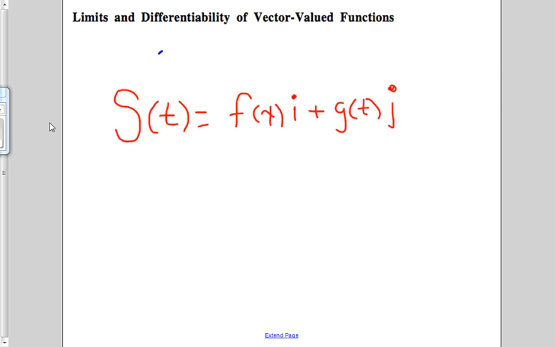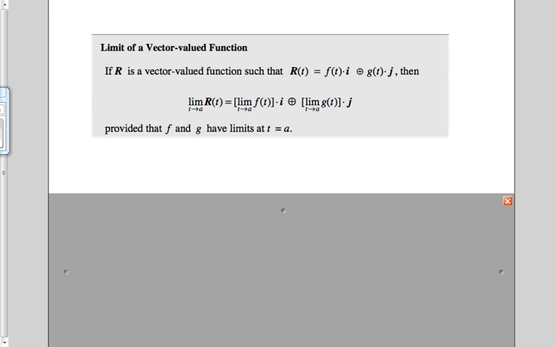All right, so the first thing to define: if we have some vector valued function, the limit as t approaches a of that function is just the limits of each independent function. So it's the limit as t approaches a of f of t in the i direction, and the limit as t approaches a of g of t in the j direction. So we can treat each function independently, provided that both of these functions have limits at that value.